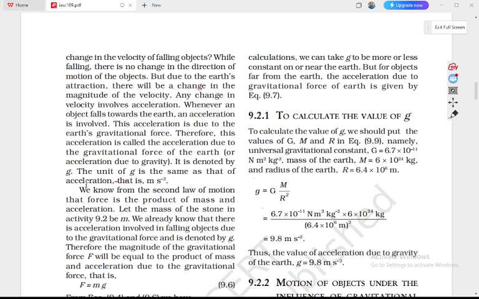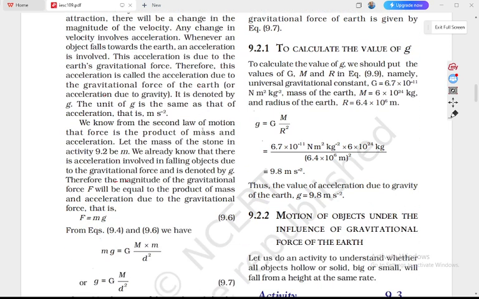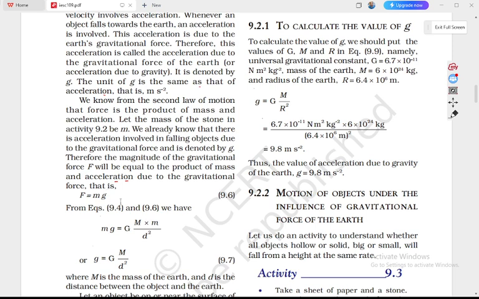It is denoted by small g. The unit of small g is the same as that of acceleration, that is meter per second square. We know from the second law of motion that force is the product of mass and acceleration. Let the mass of the stone in activity 9.2 be m. We already know that there is an acceleration involved in falling objects due to the gravitational force, and it is denoted by g. Therefore, the magnitude of the gravitational force F will be equal to the product of mass and acceleration due to the gravitational force, that is F equal to m into g, right?